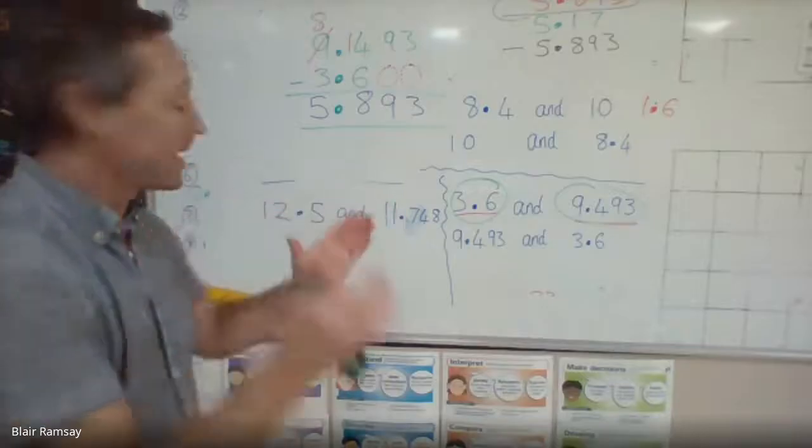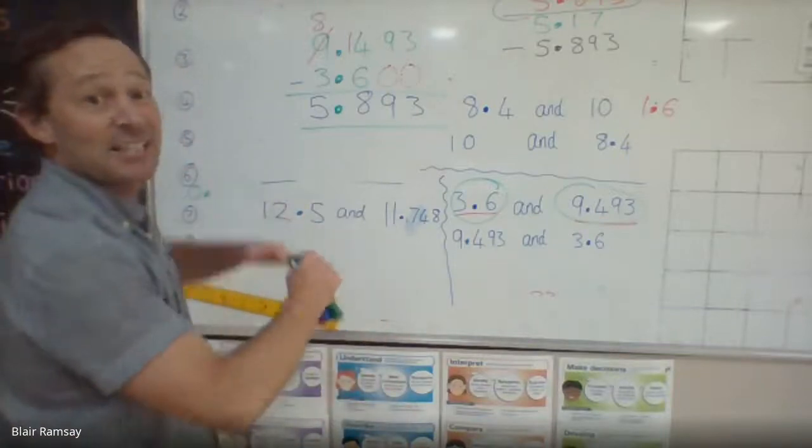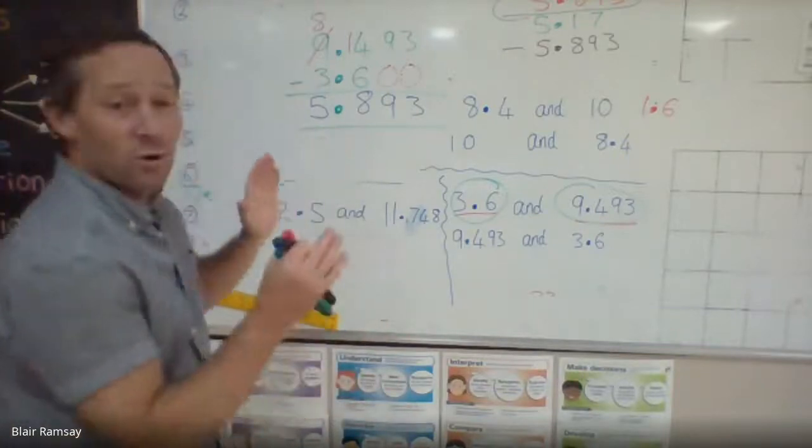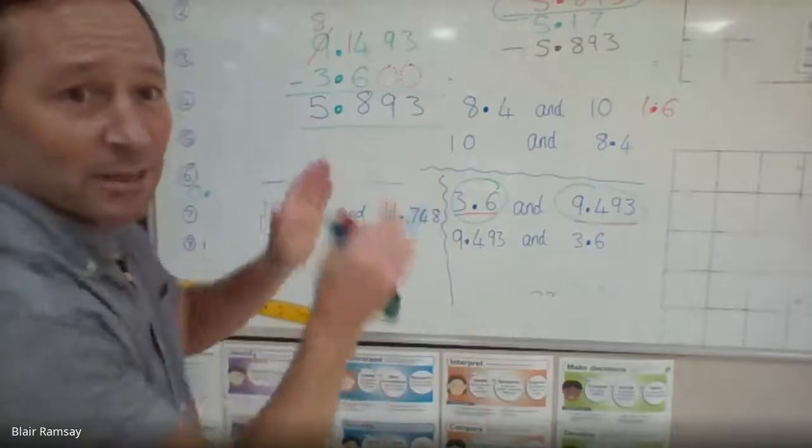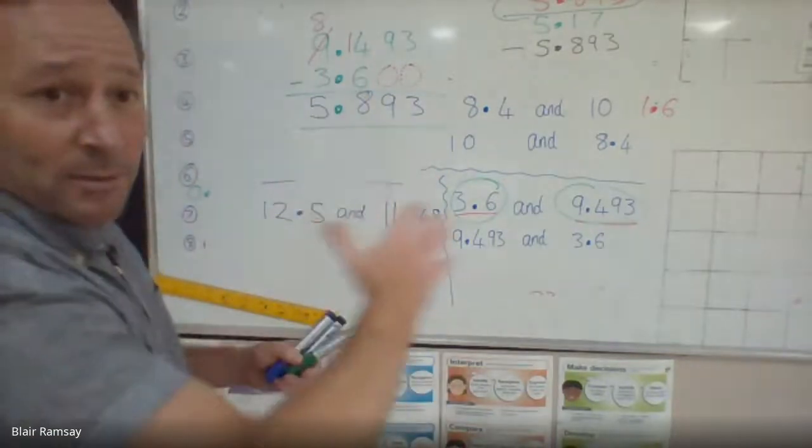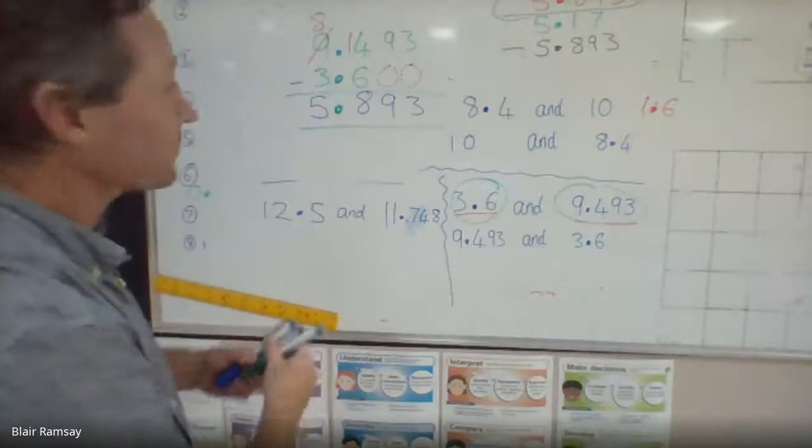Mr. Blair, for 12.5 and 11.748, I will minus like 12.5 on the top, then 11.748. Is that what I'm supposed to do? Yep, okay, so the first thing you look at is which number is the biggest number. So the first thing you do is you get them in the place value. Line them up in the place value chart.